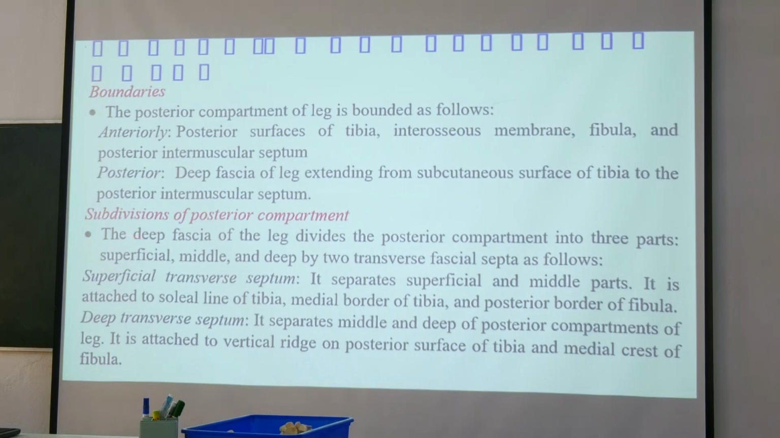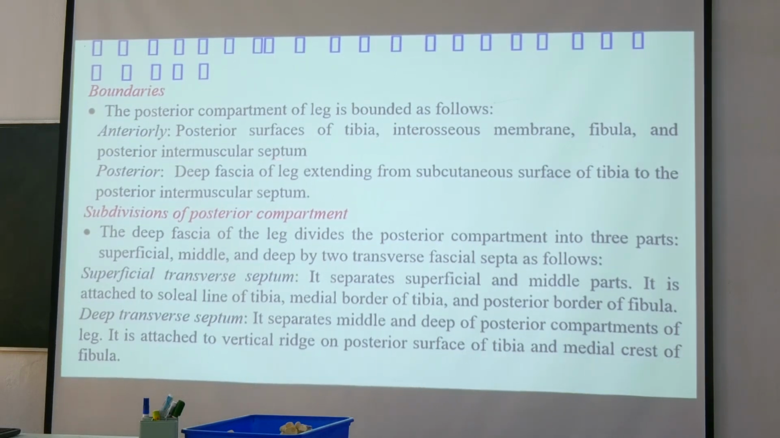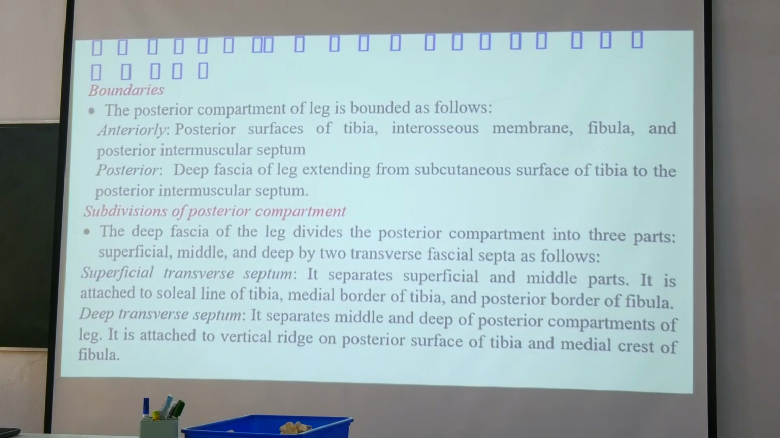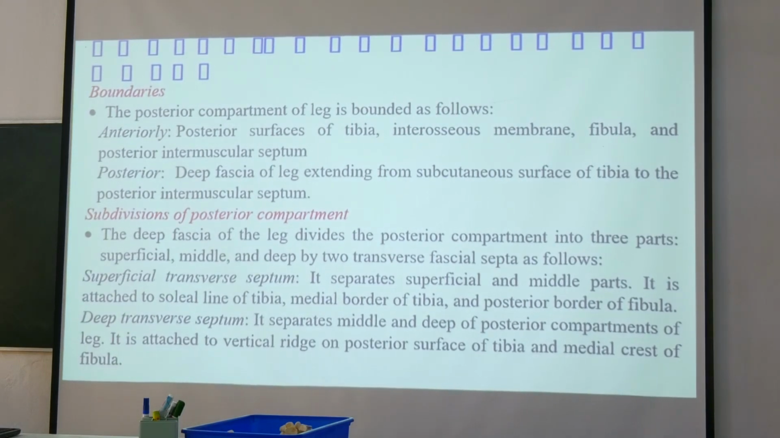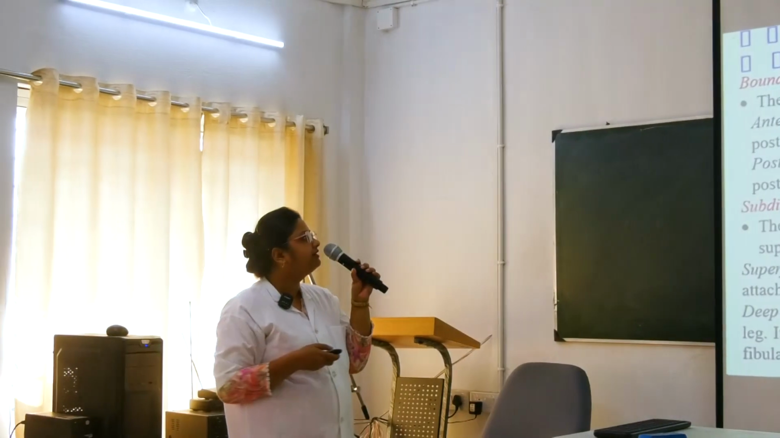Okay. Boundaries of the leg: anteriorly, the posterior surface of the tibia, interosseous membrane, fibula, and posterior intermuscular septum. The cross section of the leg has been discussed. Okay, boundary of the back of the leg: posteriorly bounded by the deep fascia of the leg extending from the subcutaneous surface of the tibia to the posterior intermuscular septum. These are the three divisions: superficial, intermediate, and deep, divided by two transverse fascial septa.